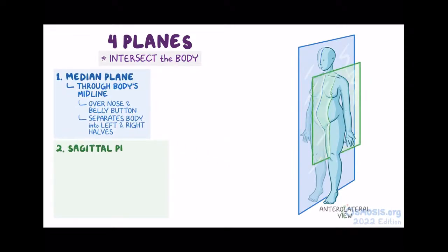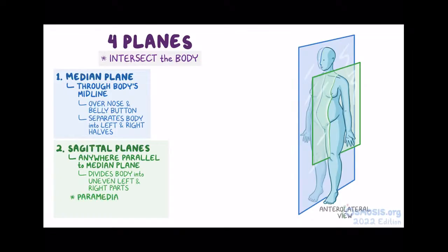Second are sagittal planes, which are also vertical planes but aren't fixed, meaning that they could be placed anywhere parallel to the median plane, dividing the body into uneven left and right parts. You might also hear the term paramedian plane, which describes a sagittal plane that is near the median plane.